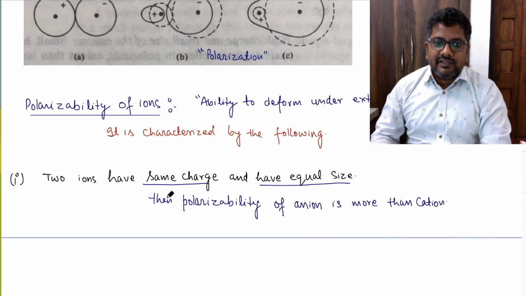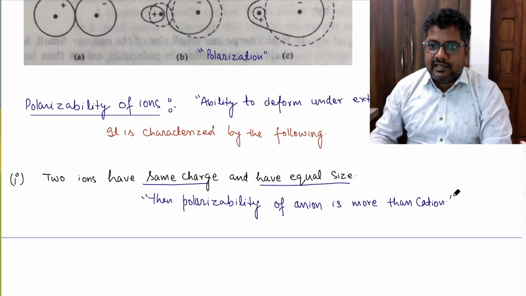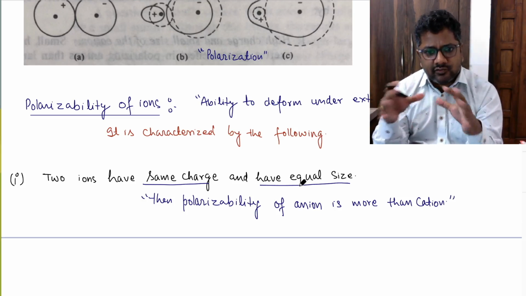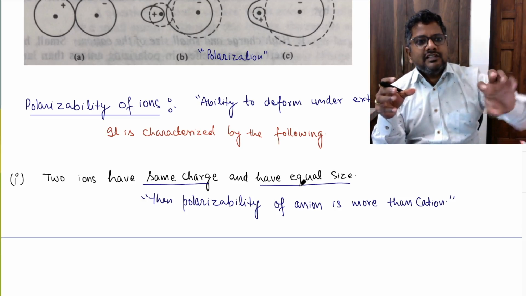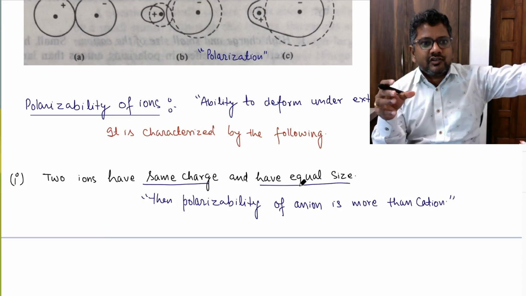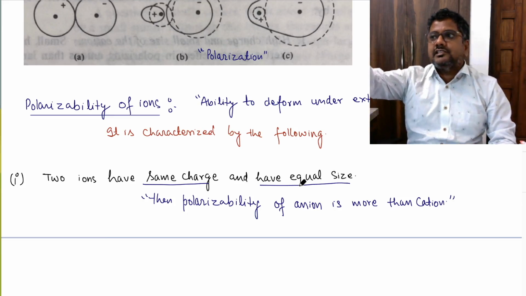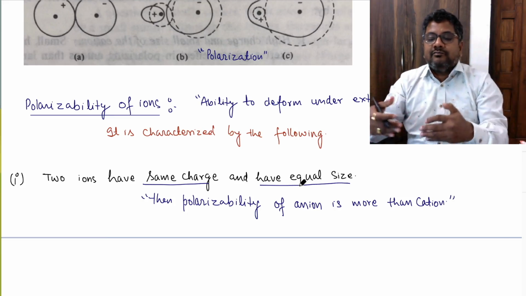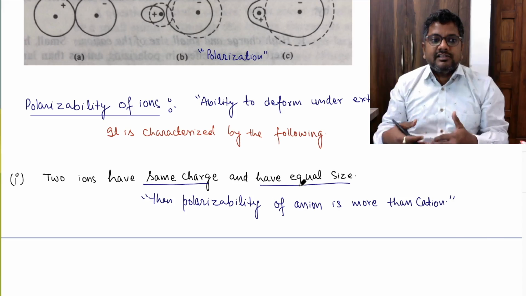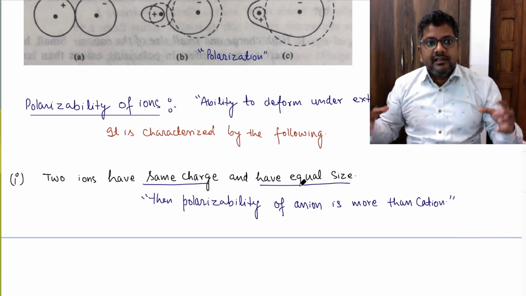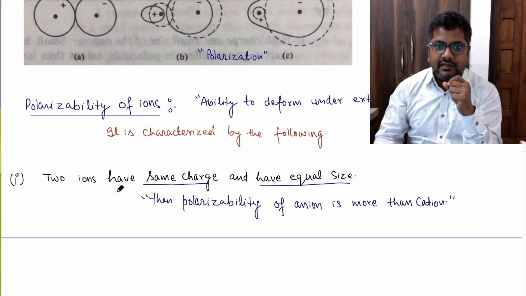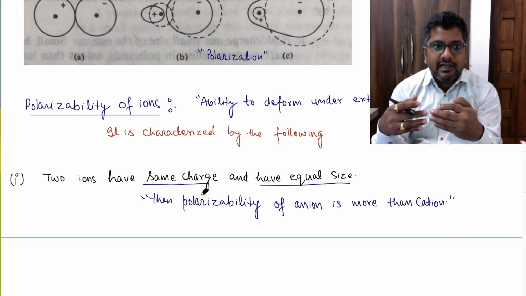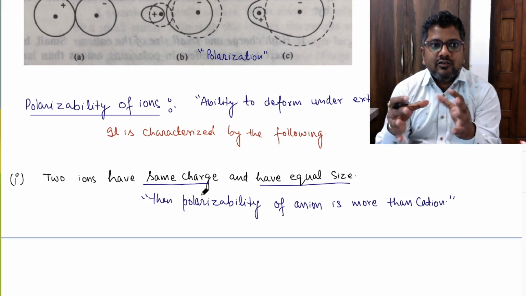Don't confuse this. If the size of anion and cation and the charge are the same, then they will not polarize each other. But suppose the cation is separately kept in some external field and the anion is kept in some other electric field, then which one has more ability to get polarized and which has less? When you take the cation and anion with the same charge and same size and keep them together, then neither is polarized by the other.